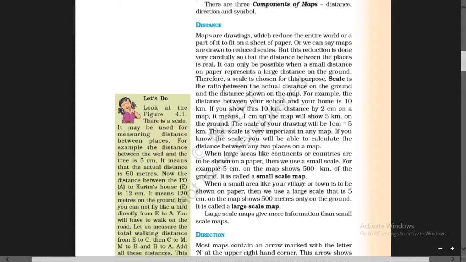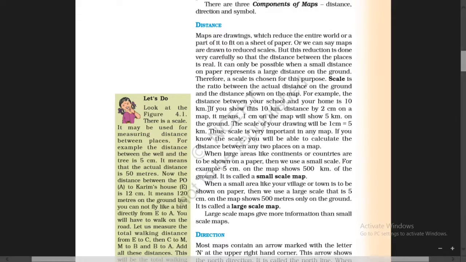Scale is the ratio between the actual distance on the ground and the distance shown on the map. Scale, it is a ratio between the actual distance on the ground and the distance which is shown on the map. For example, the distance between your school and your home is 10 kilometers.